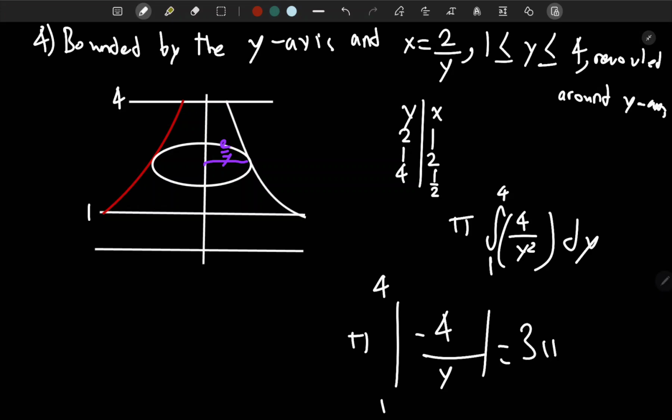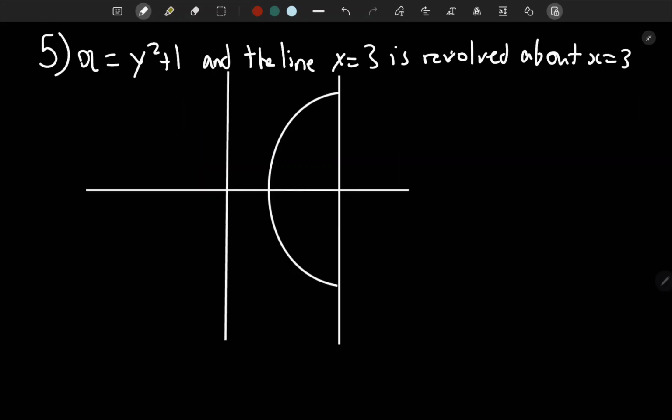3 pi. So our last question is a more challenging question, so I need your attention again. And we have the equation in terms of y, and we are rotating against the line x equals 3. So we know that we are rotating against the y-axis.